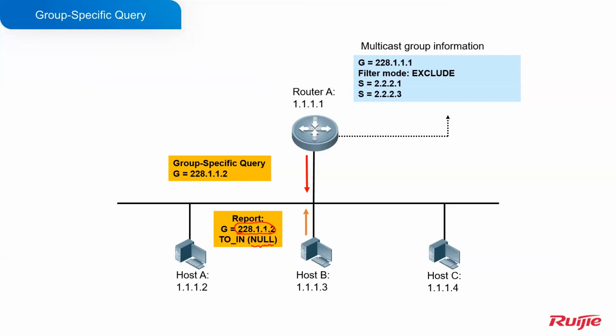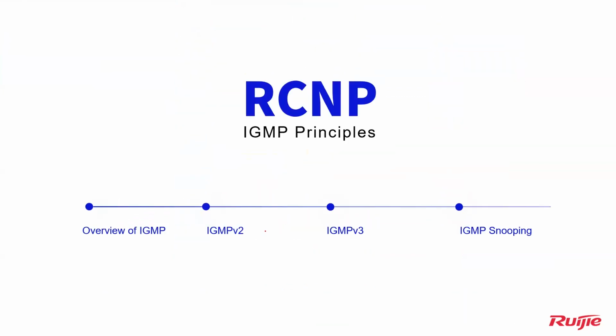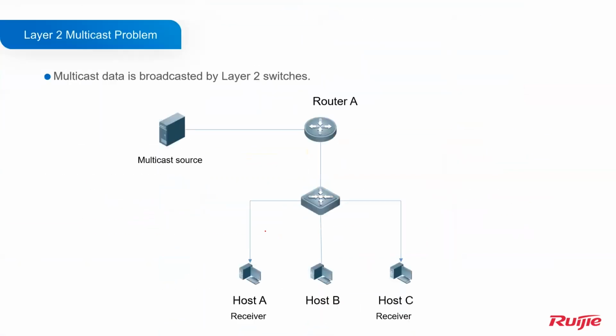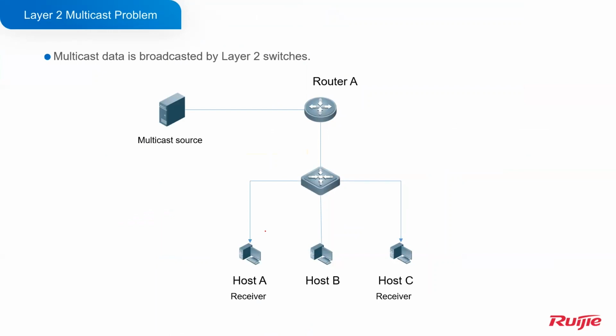Okay, this is the working process of IGMP version 3. And next, let's see another topic, which is IGMP snooping. Of course, for the routers, we use IGMP to maintain the member relationships. But between the router and the host, there could be a switch, right? Of course, we should use switches to offer the access ports for different hosts, right?